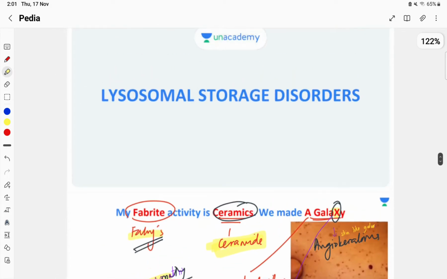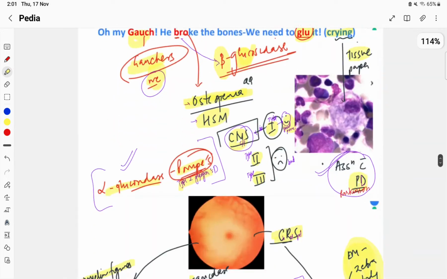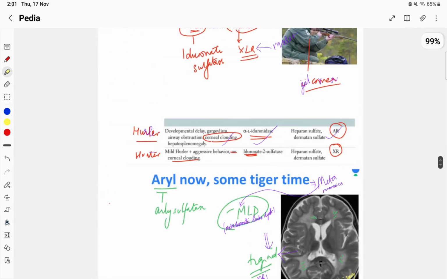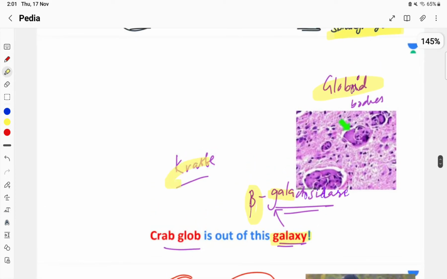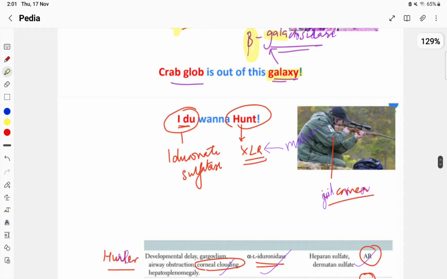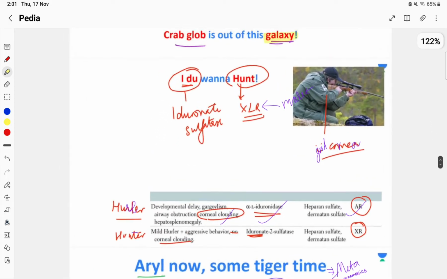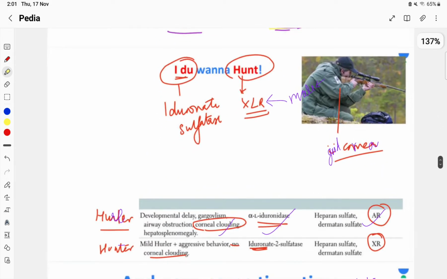Fabry. You remember my favorite ceramide? We made a galaxy. Now, this is Krabbe, Krabbe globoid bodies, and there is beta galactosidase deficiency. And last but not least, we have the two brothers, Hunter and Hurler.